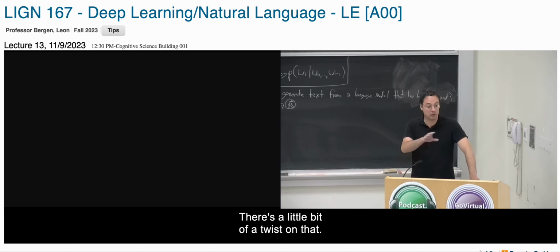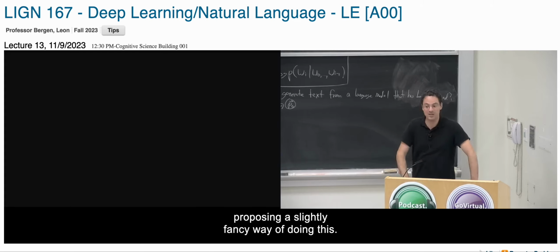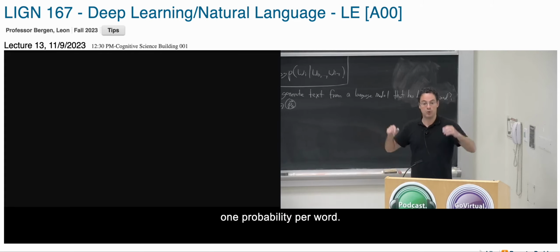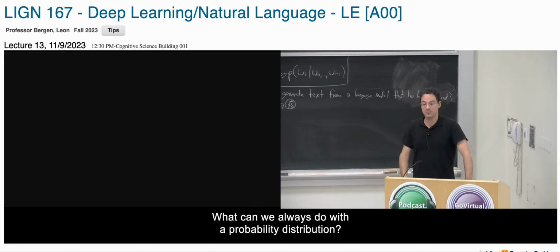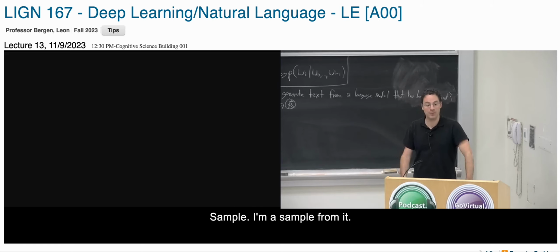So there's a little bit of a twist on that. There's something even simpler than what you're proposing, a slightly fancy way of doing this. There's a simpler thing that we can do. So we have a probability distribution, one probability per word. What can we always do with a probability distribution? Sample it. So I'm just going to sample from it.